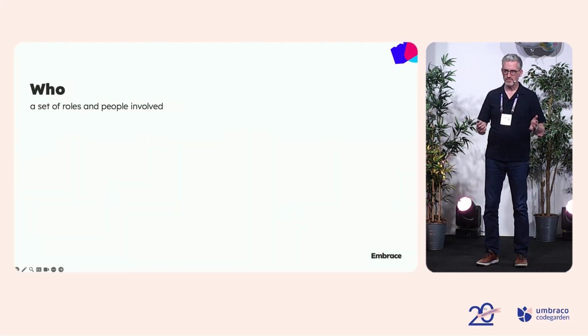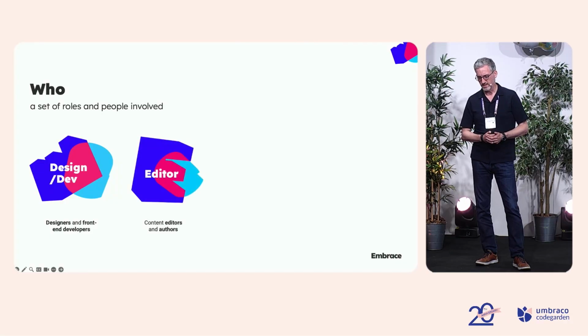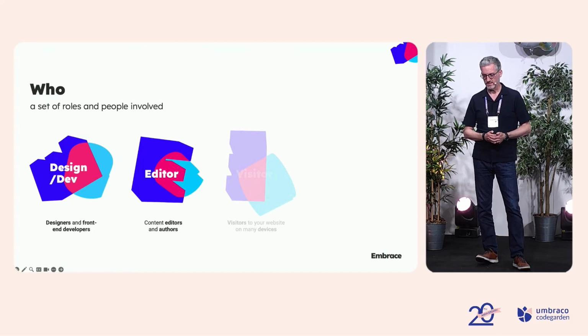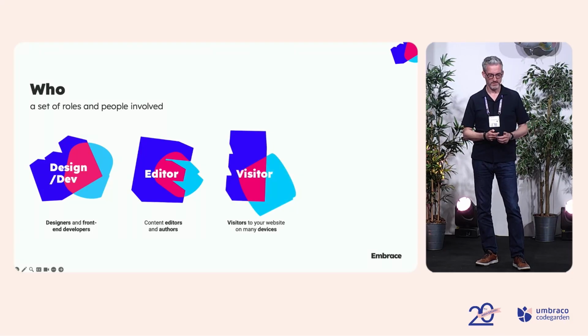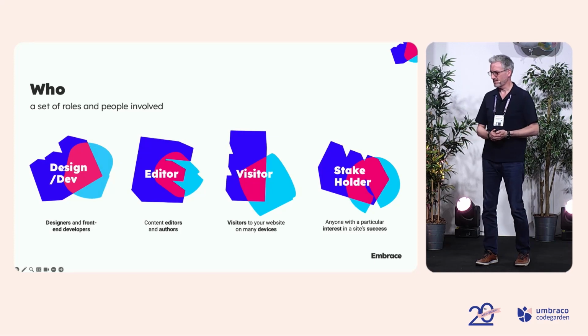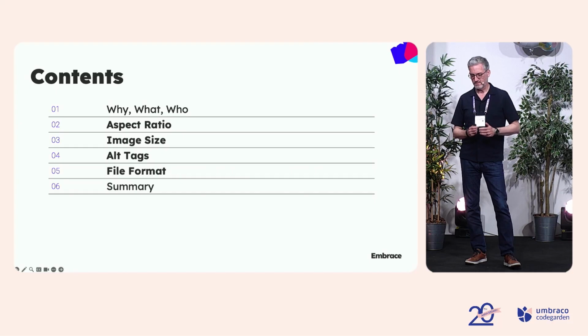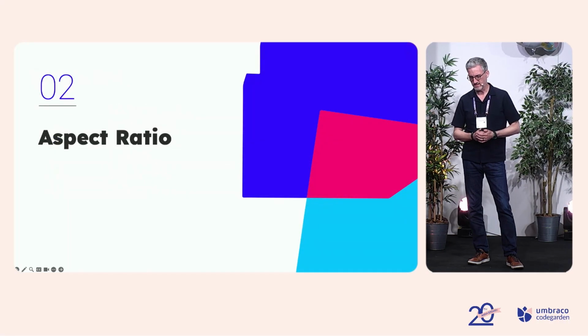And the who, well, we want to just see who's affected by all of this. So we're going to look at a few different roles. We're going to be looking at the designers and the devs, the editors that are handling all this content. Very importantly, obviously, our site visitors. And finally, stakeholders. That's just anyone who's interested in the success of the project. So we've considered the why, what, and who. We're going to look at those 4 different aspects as the structure of today's consideration.